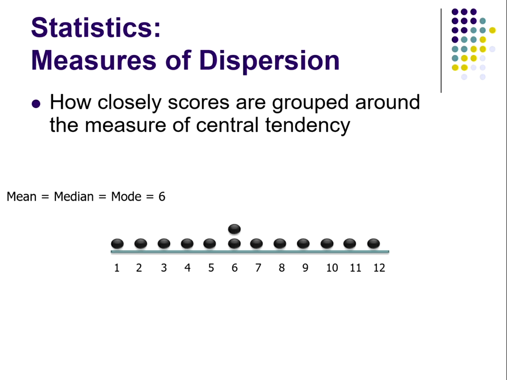So knowing that the mean, median, and the mode are all 6 makes it sound like, oh, wow, you probably have like a pretty normal distribution or something.